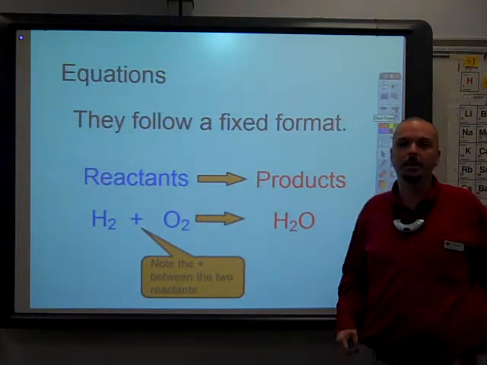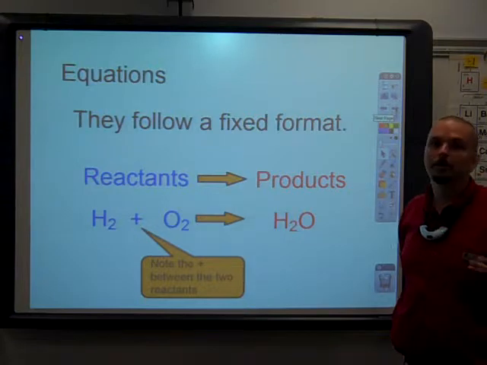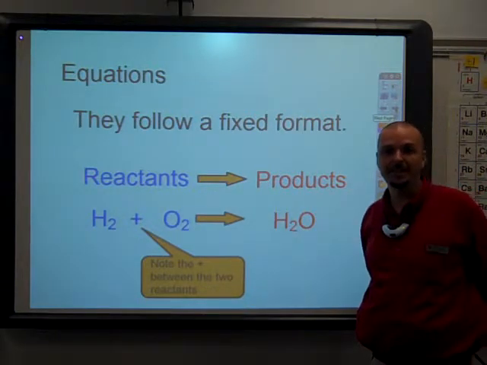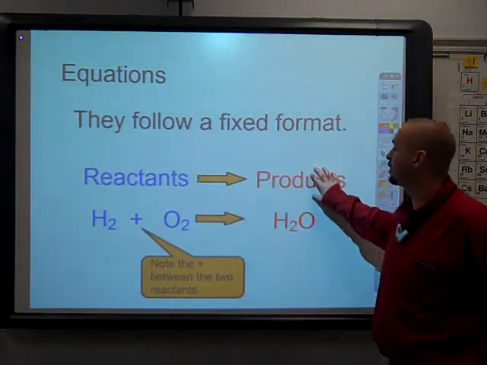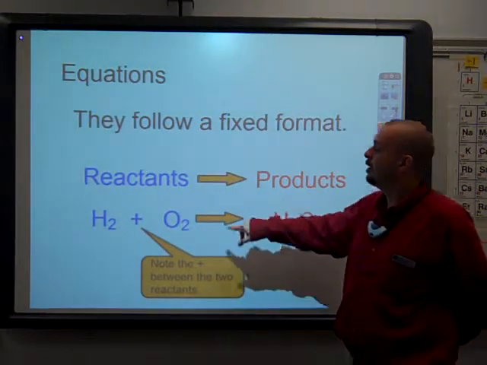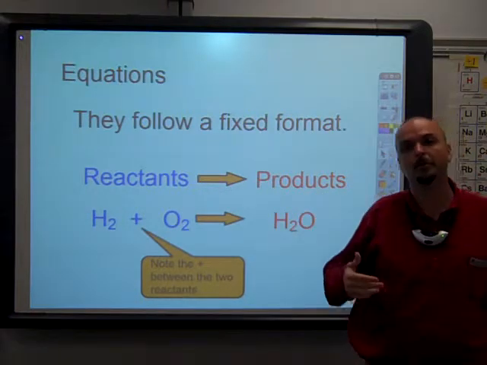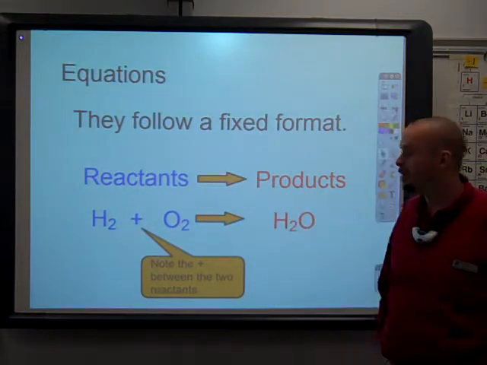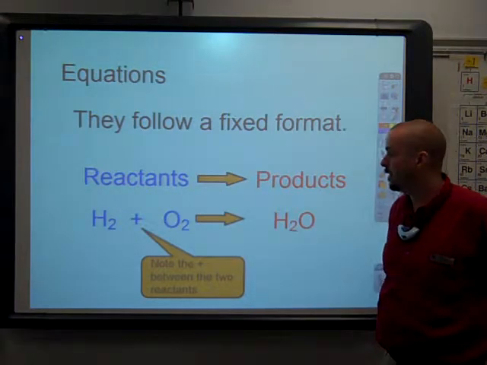Start off with the equations themselves and the format of those equations. All of the chemical equations you see are going to follow the same exact format, with the reactants on the left side of the arrow, the products on the right side of the arrow. Reactants first, then products. Reactants are what we start the reaction with, the chemicals we have before our change takes place. The products are what we have after the change takes place.